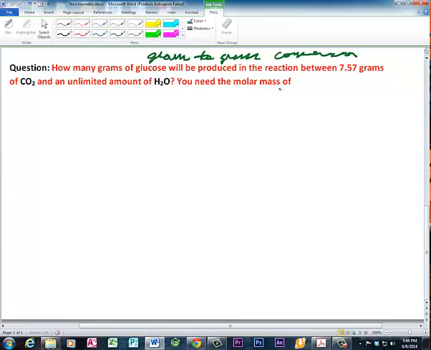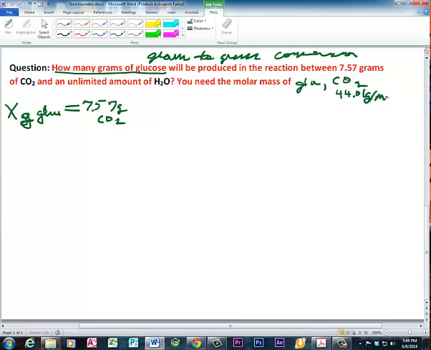What is it that we're going to need the molar mass of? Well, it says how many grams of glucose. So the how many part is always the X factor. So that's how many grams, that's G, believe it or not, how many grams of glucose will be produced from the reaction of 7.57 grams of carbon dioxide. So we need the molar mass of glucose and the molar mass of CO2. Well, this one we already know is 44.01 grams per mole.